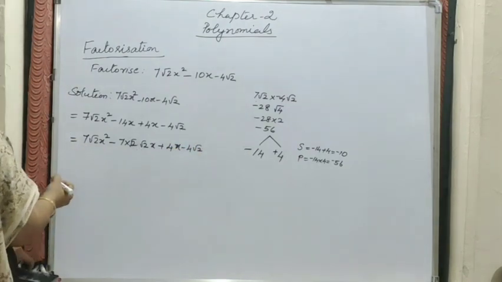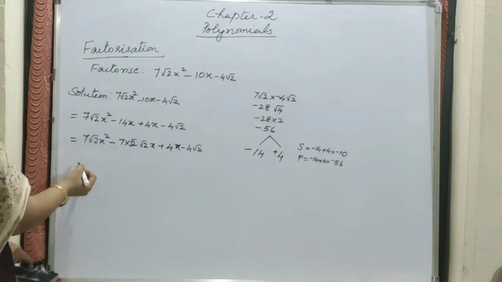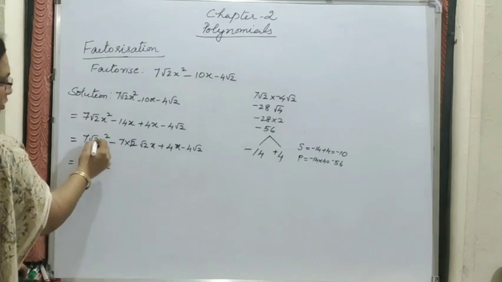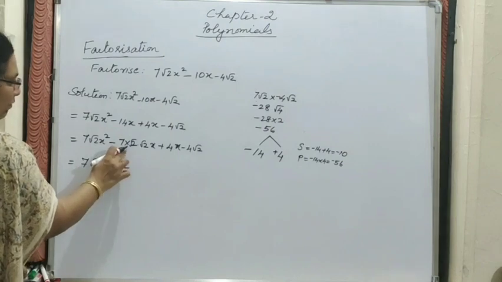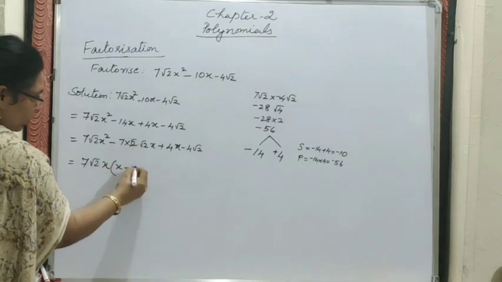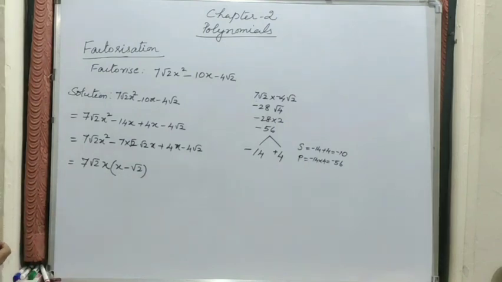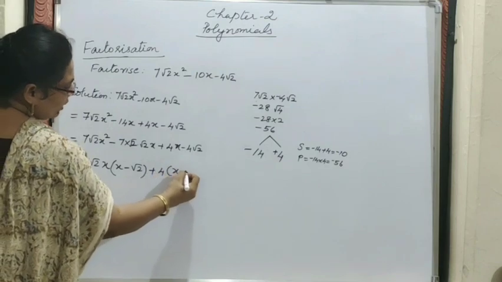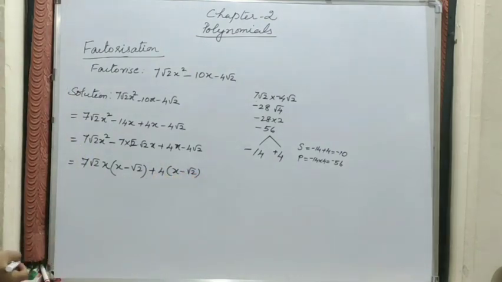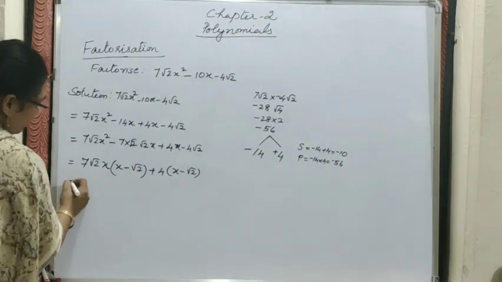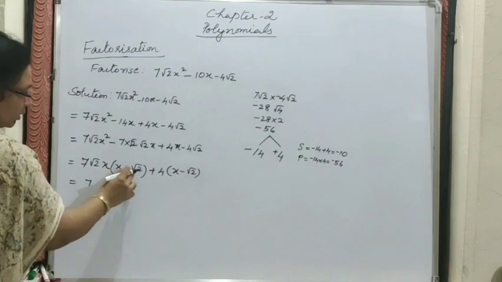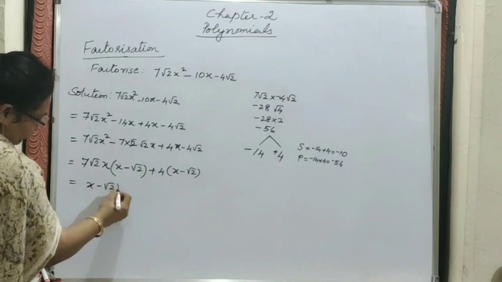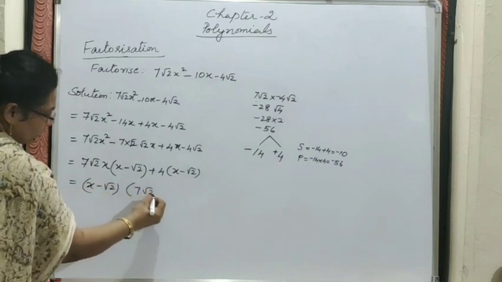Now what is common here? We can take 7 as well as root 2, again x. So I am taking common factor as 7 root 2 x. So what is remaining here? X only. 7 gone, root 2 gone, x gone. So what is remaining? Root 2. So you are getting x minus root 2 here. Plus, what is common here? 4. So into x minus root 2. Now check that the terms in the bracket are the same. So we will take that x minus root 2 first, because that is the common factor. So x minus root 2 I am taking outside into 7 root 2 x plus 4.